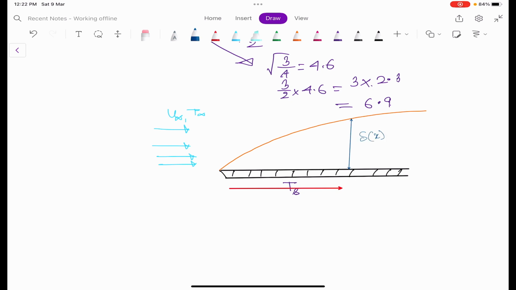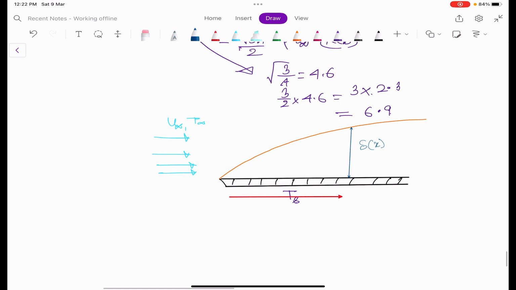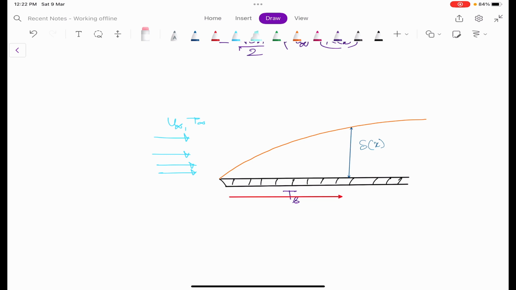Okay, so similarly I am removing these writings to make the drawing clear. Here what happens at the plate, because of the no slip condition, is zero velocity, and from that up to this height it will reach u infinity, and here it is 0.